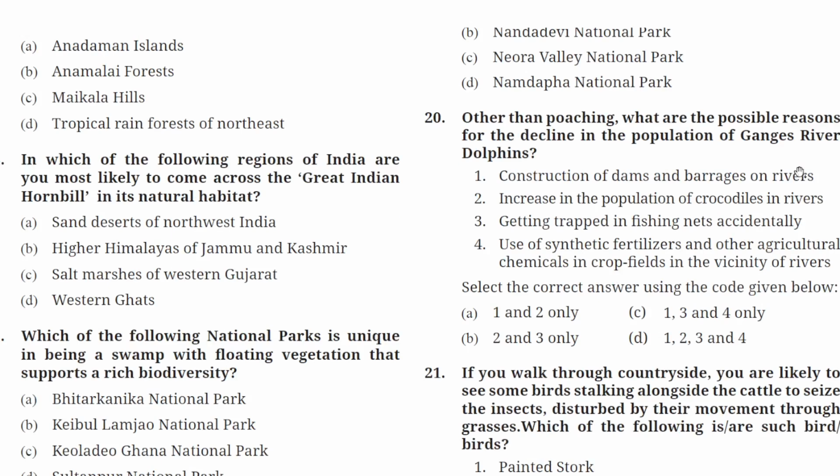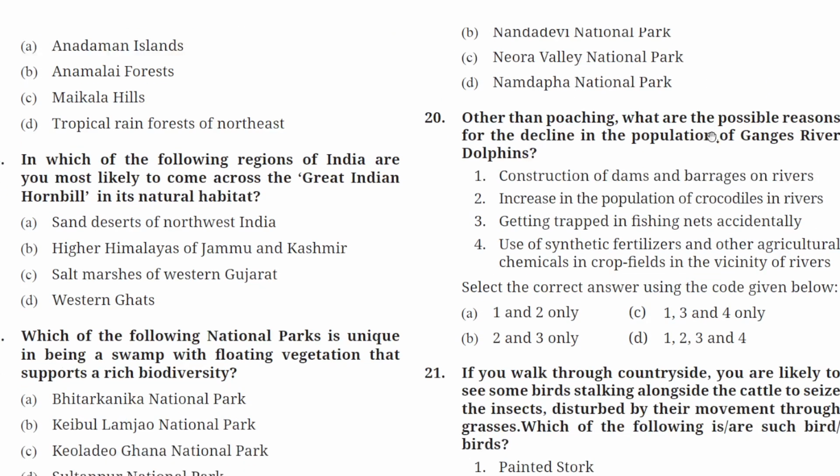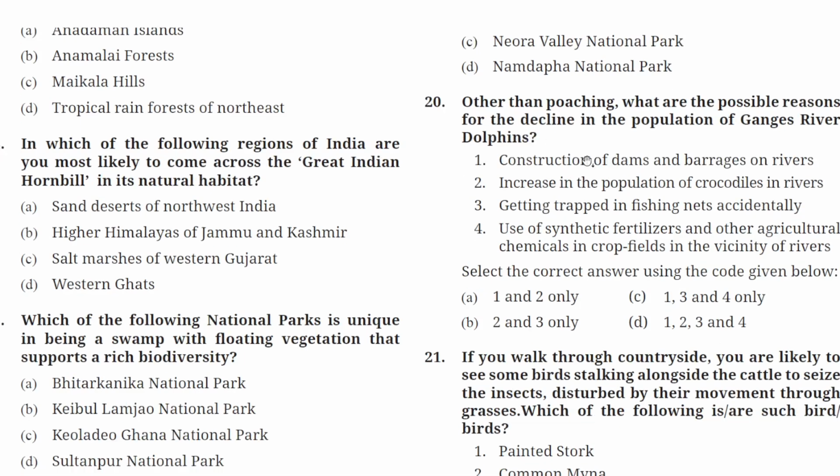Other than poaching, what are the possible reasons for the decline? Okay, one question. If anyone of you knows the answer, type in the comment. Where is this located? Namdapha National Park. Okay. Other than poaching, what are the possible reasons for the decline in the population of Ganges River dolphins? Okay, let's see.